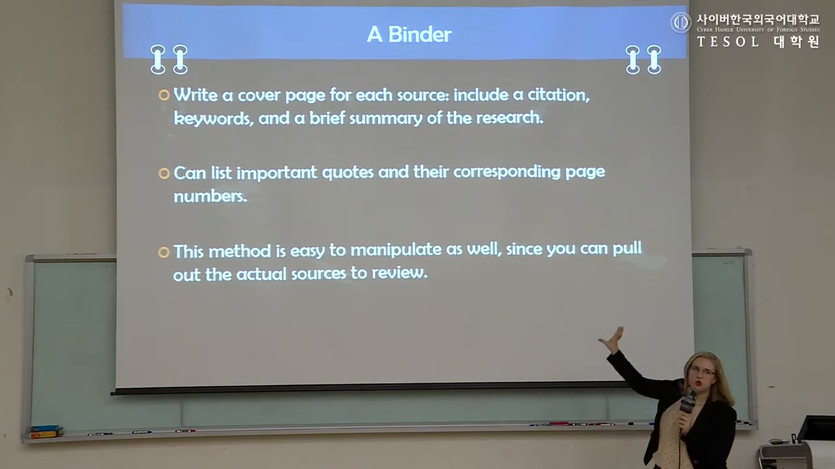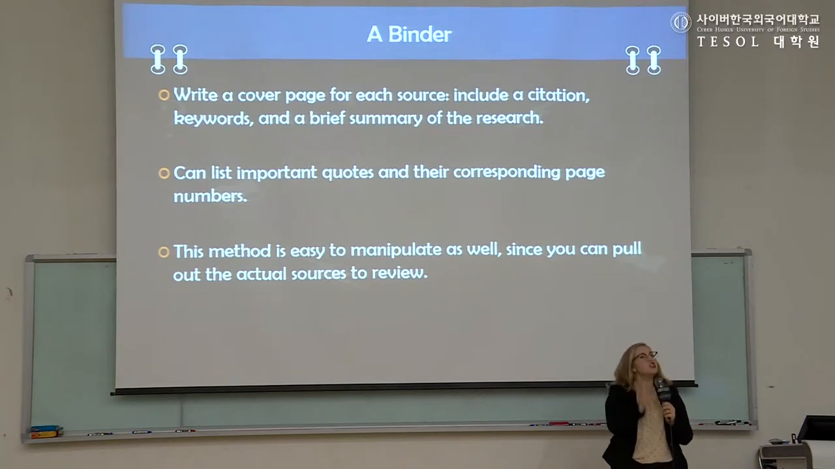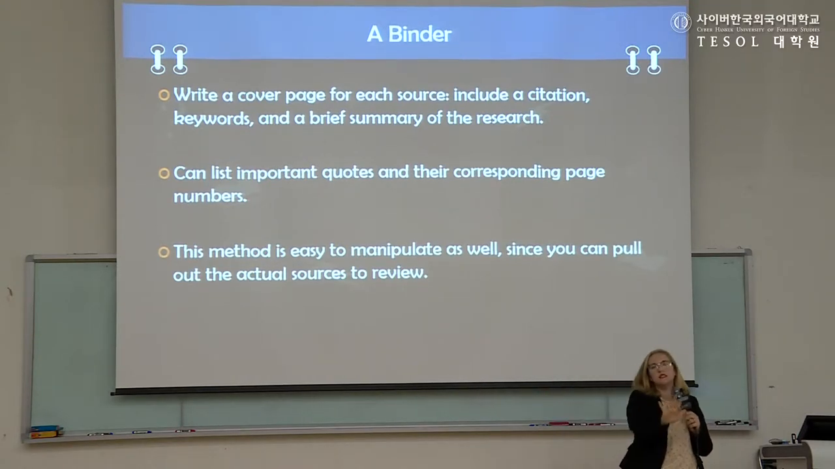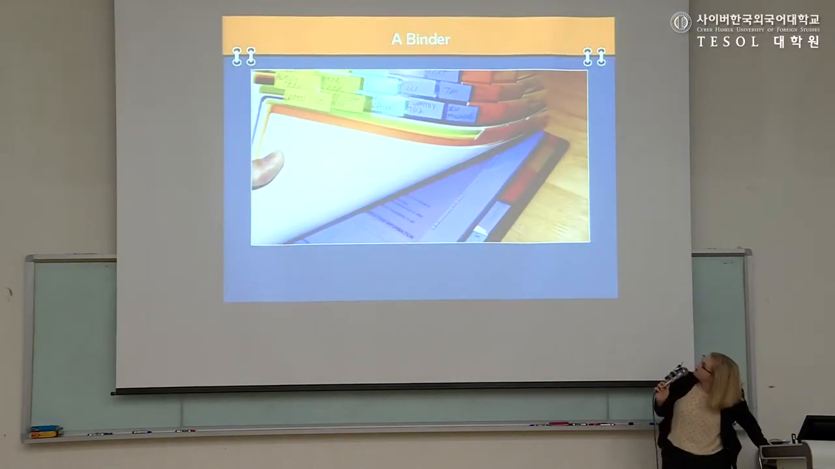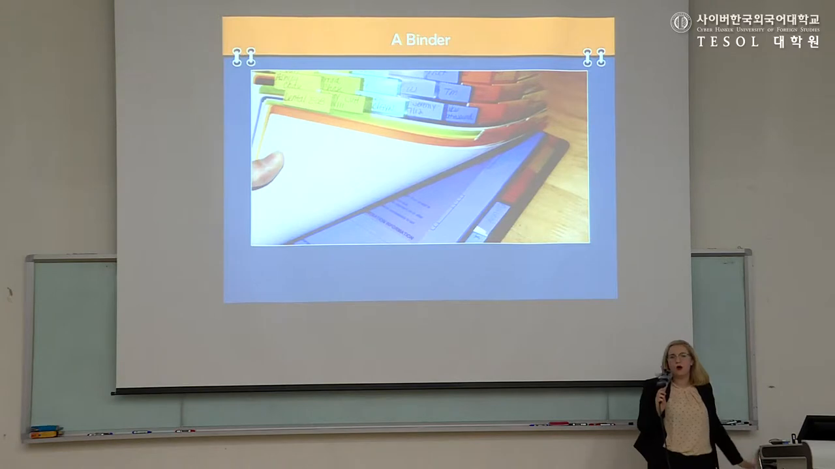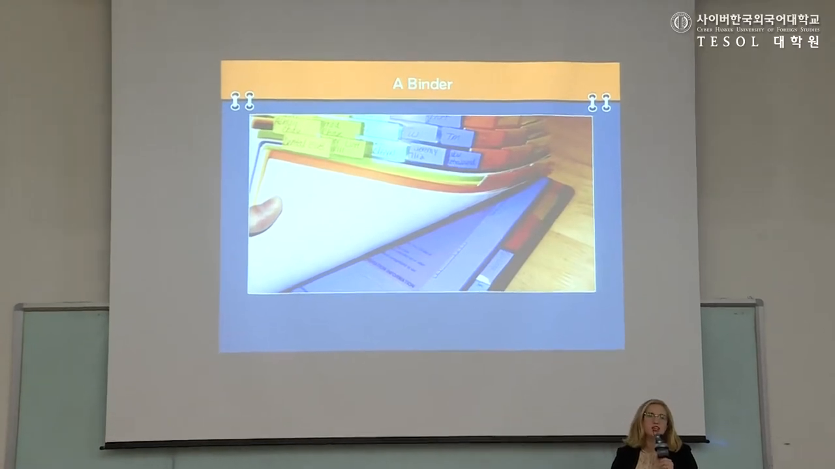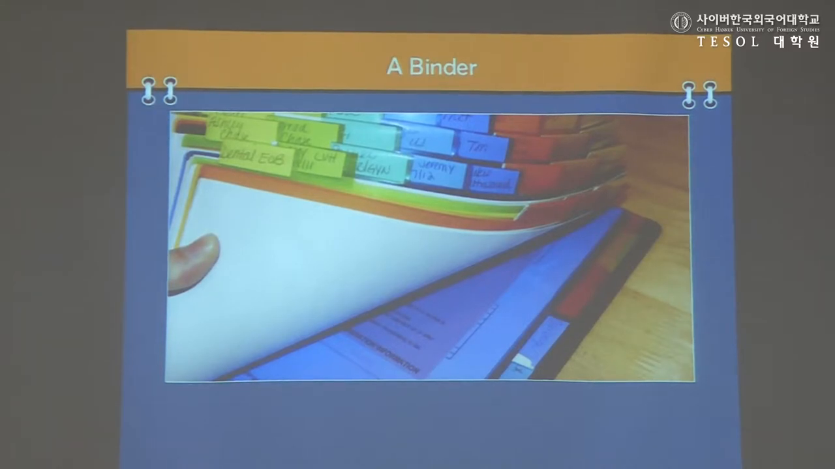So we have a cover page for each source with, again, citation, keyword, summary, any important quotes and their corresponding page numbers, and with a binder, just like index cards, manipulation. If you're, again, more of a tactile person, then you can move these sources around and see different ways to approach this organization. Yeah. You're like, okay, this is a lot. So it might look like this, wow. Right? Color-coded, organized, binder. Now at this point, how many of you are thinking, geez, this is a lot of work? Yeah, show of hands. Yeah, right, it's a lot of work.